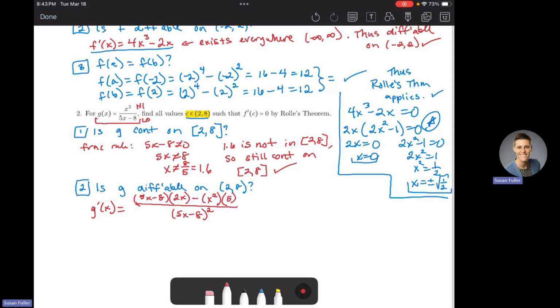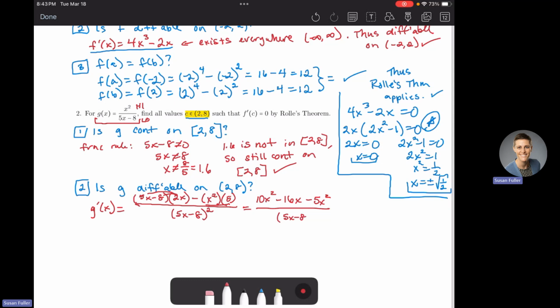Okay, let's simplify this a little bit. I'm going to distribute this guy. We'll have 10x squared minus 16x. I'll multiply these guys, minus 5x squared, all over low, 5x minus 8 squared. Oh, and I have like terms here. So let's combine those. 10x squared minus 5x squared is 5x squared, minus 16x all over 5x minus 8 squared. Woo! Okay, that's my derivative.